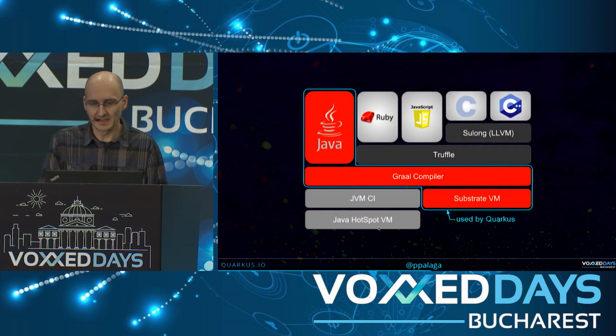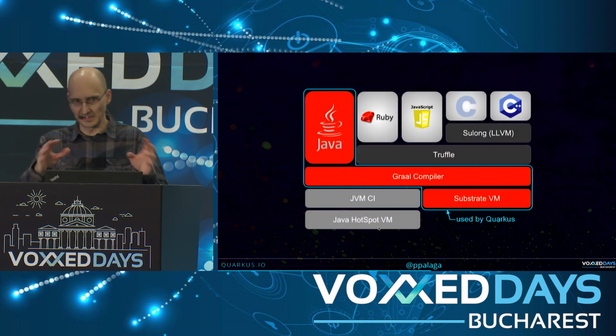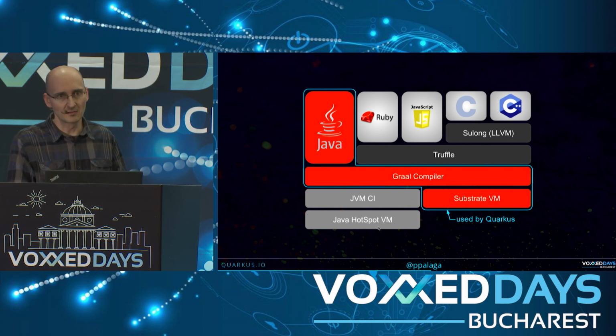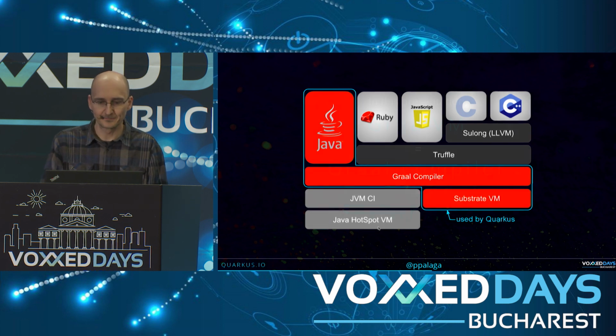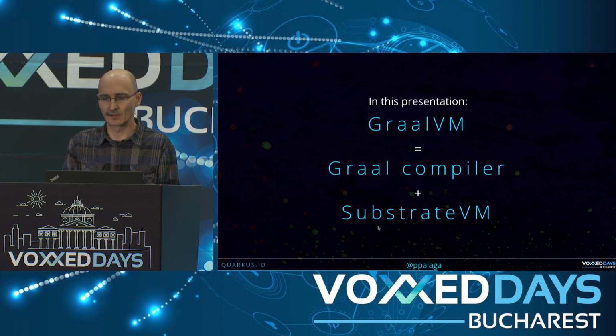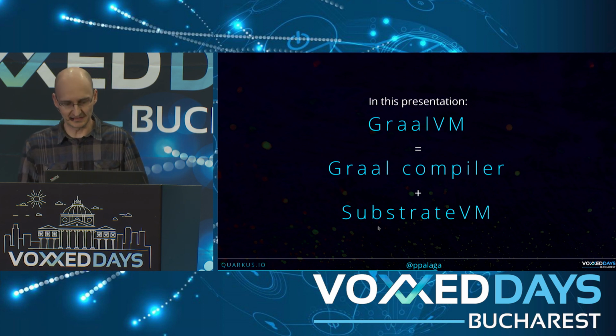There are a lot of things in GraalVM, under the GraalVM umbrella, and Quarkus is using just some of them. And it's the Graal compiler and the SubstrateVM. So for the rest of this presentation, GraalVM is going to mean just the Graal compiler and SubstrateVM.